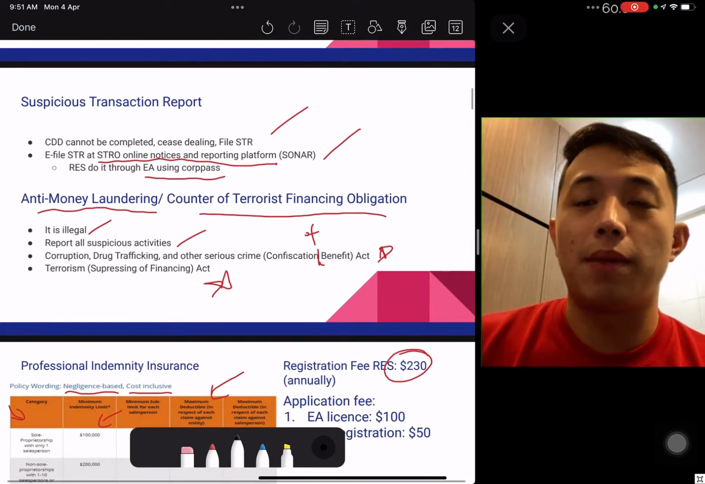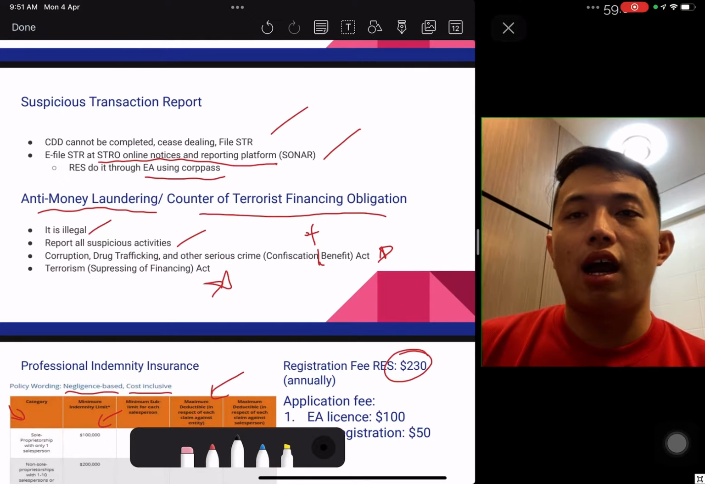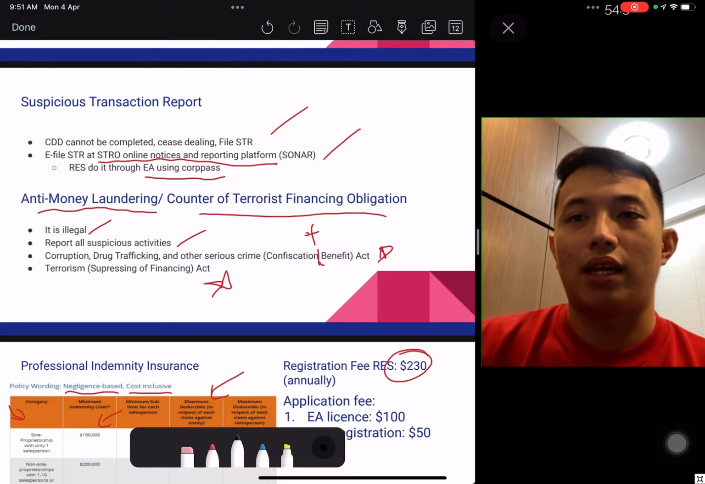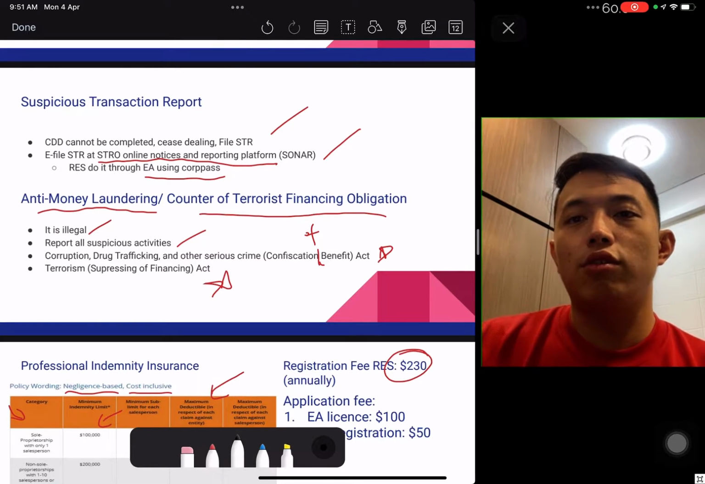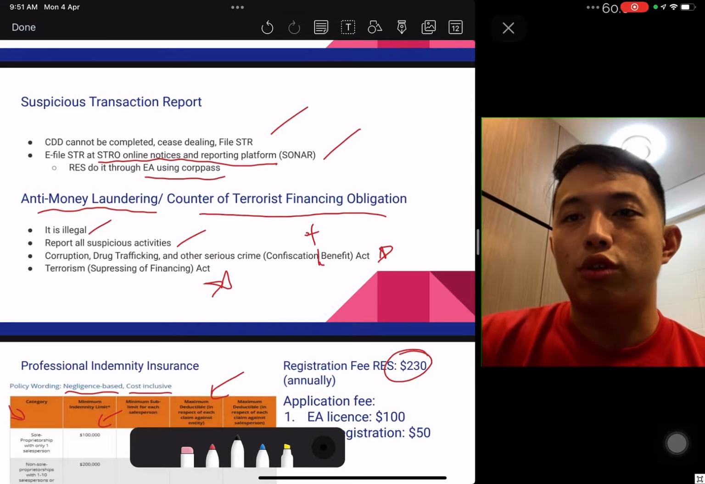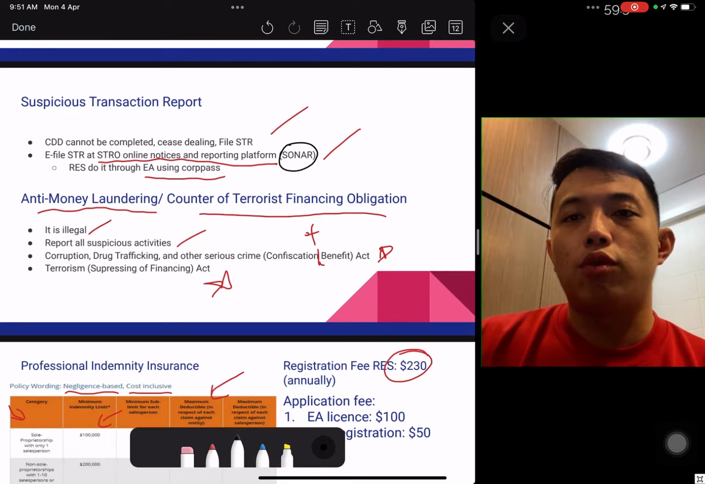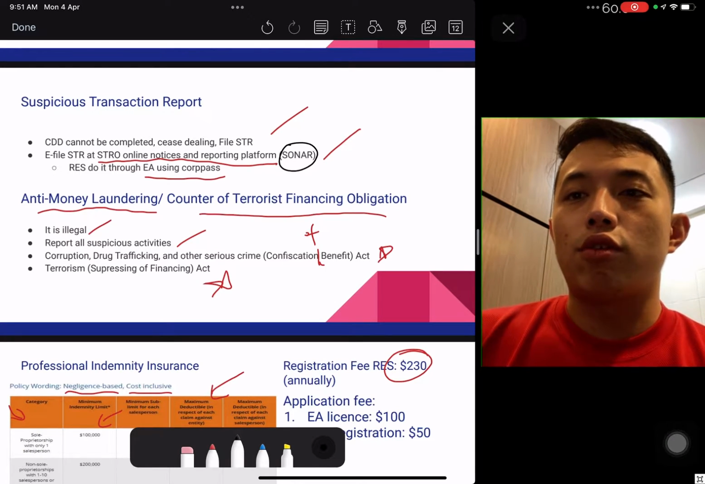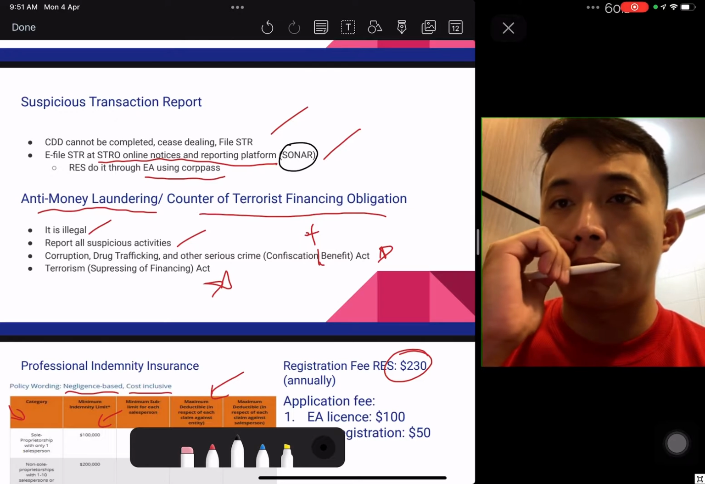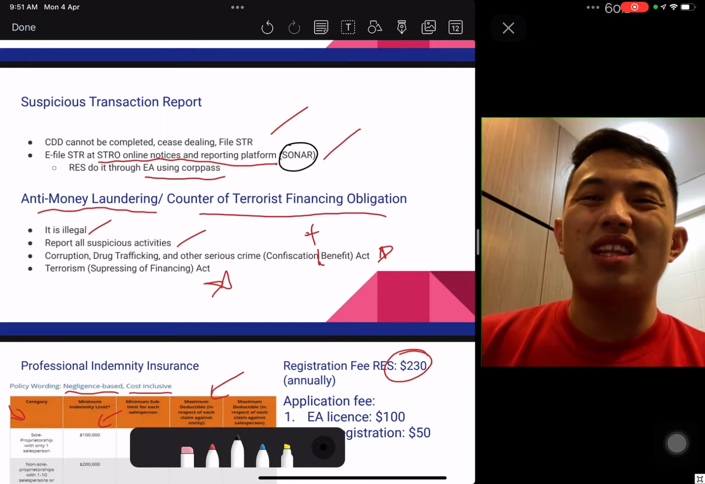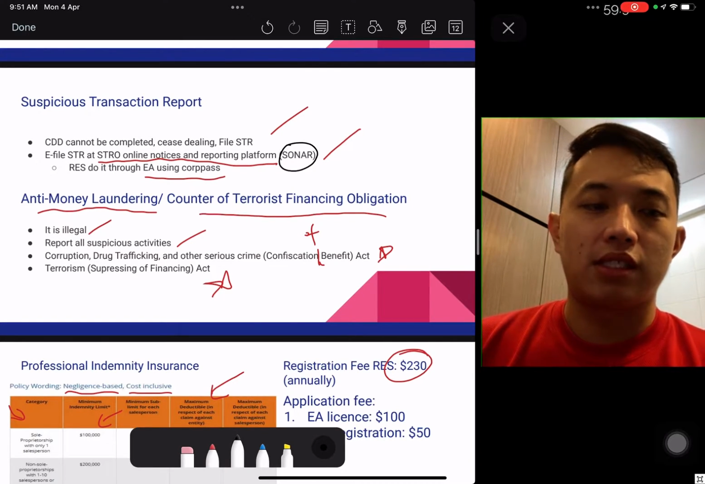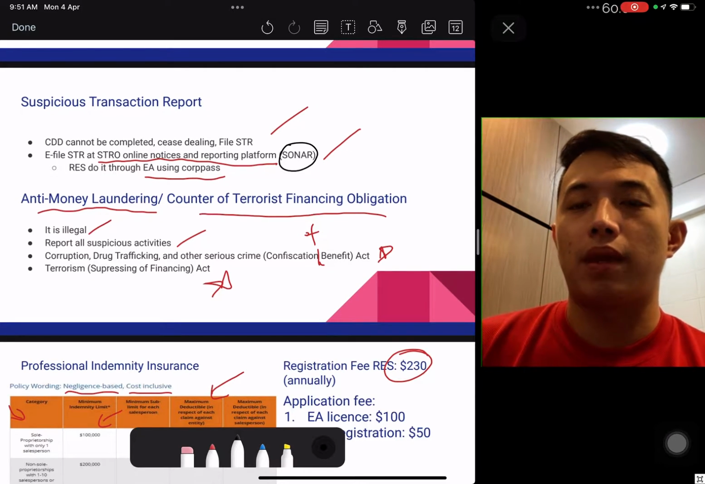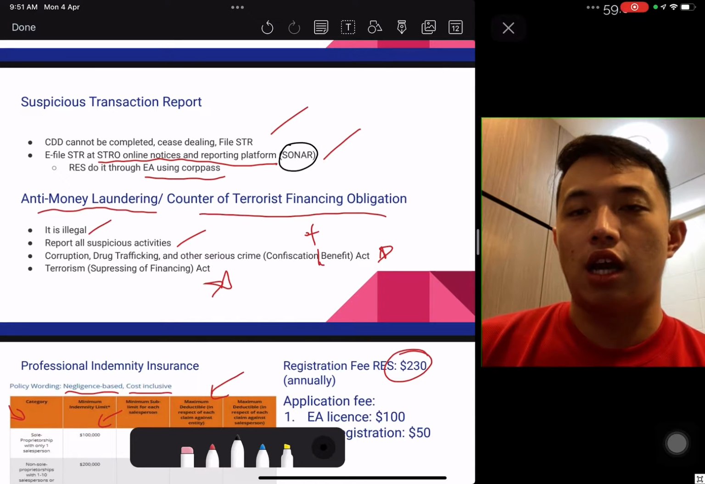Okay guys, we're going back a bit. So STR, suspicious transaction report. Okay guys, when the CDD cannot be done, you need to file an STR. So an STR can only be filed on SONA, the STRO Online Notices and Reporting platform. We call it SONA, now it's a new one. So you have to do it through your EA Corp Plus. If in any case of this, please inform your upline, your directors or your managers that you would like to lodge an STR.